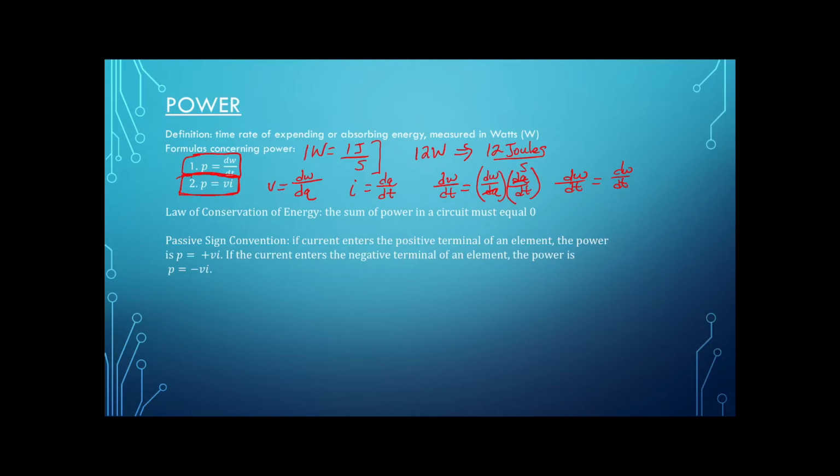With respect to electric circuits, this equation tells us that if we know the voltage across a circuit element and the current through that circuit element, then we can calculate how much power that element will either supply or absorb in the circuit. And when we talk about power being absorbed or supplied by the different circuit elements in a circuit, it's always important to understand the law of conservation of energy. And what this says is that the sum of power in a circuit must be equal to 0.